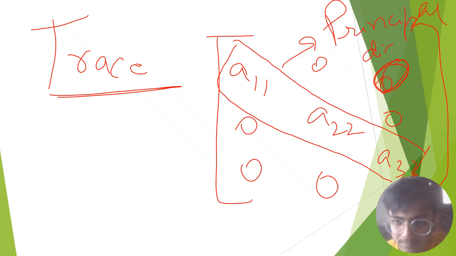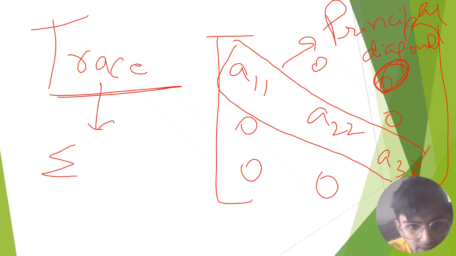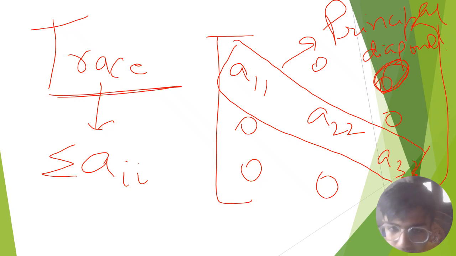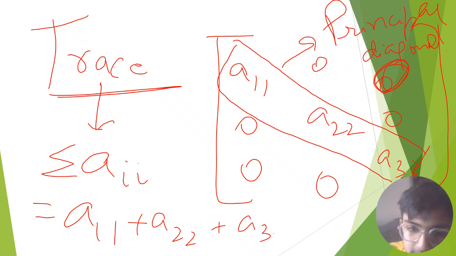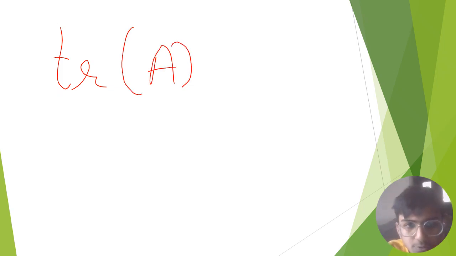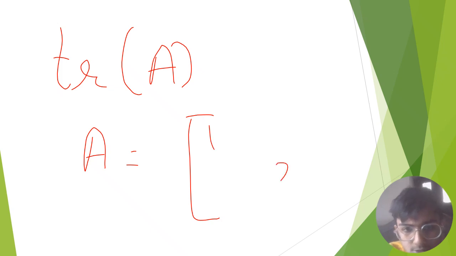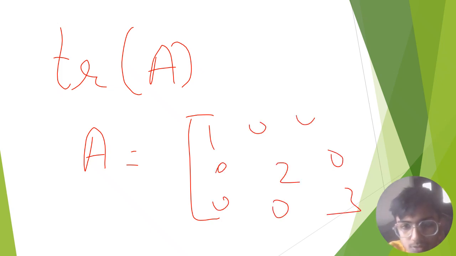And talking about trace, it is sigma a_ii for the diagonal matrix. So we can write it as a11 plus a22 plus a33. So this is actually the trace of the matrix. Now talking about some of the properties of trace. We just write it this way: trace of A. Suppose matrix A is like this: 1 2 3 and zeros elsewhere. So what will be the value of trace? That will be 1 plus 2 plus 3, that will be 6, right?